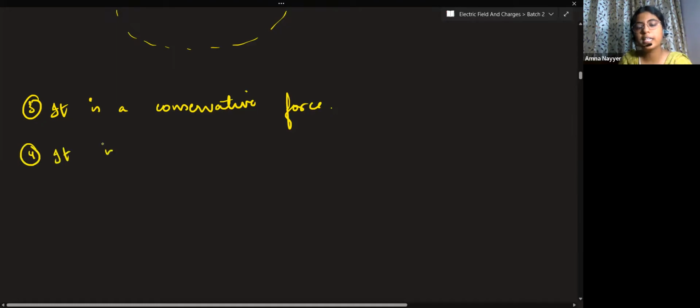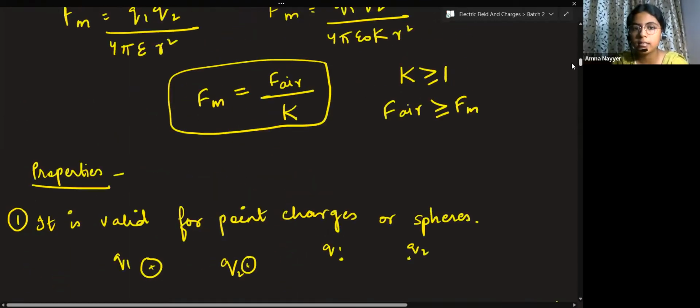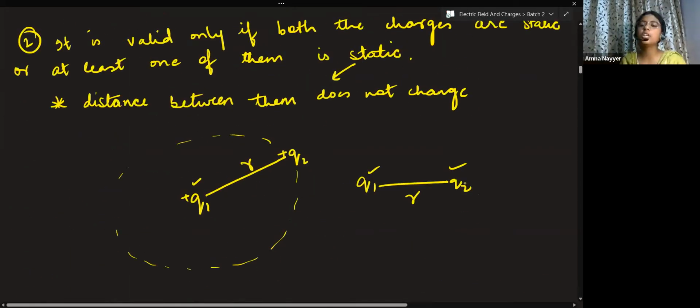Also, one more thing, it is a central force. Central force means that it acts along the line joining its centers. It means if these are the two charges, then it acts along this line joining the centers. Because this is a positive charge, this will be pushed away because of electric force. So electric force will act only in this direction. It doesn't mean that if this is exerting a force on this charge, the force will act in some other direction. It will act on the line joining the centers.